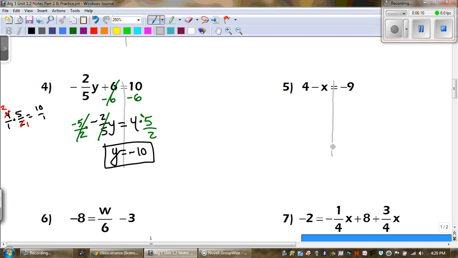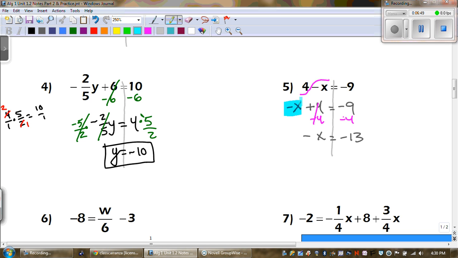Okay, 5. Now 5 can be a little tricky. You might be like, well, I see subtraction. You're right, but we talked about the other day writing things in standard form, how we can just switch the order. So I want to bring that x out front, and if I look closely, it's a negative x, and that is a positive 4. Now it's a little clearer what I need to do. I need to subtract the 4 from both sides, and we get negative x equals negative 13.